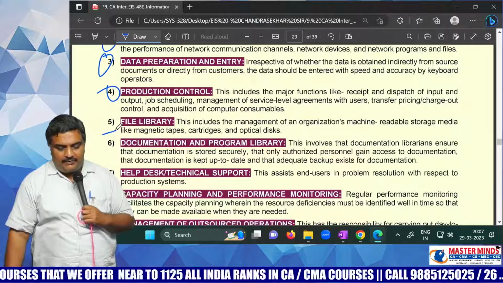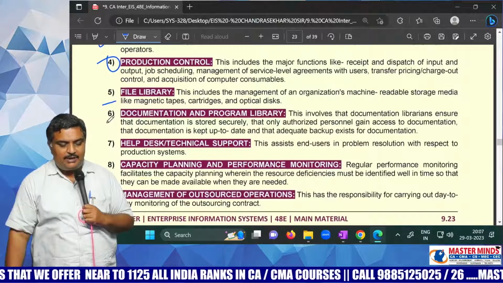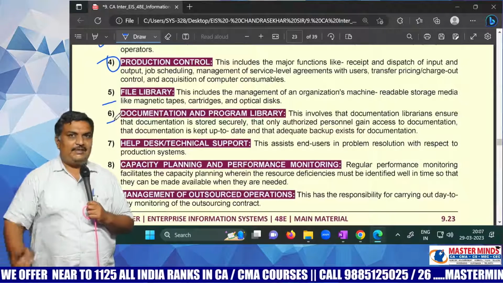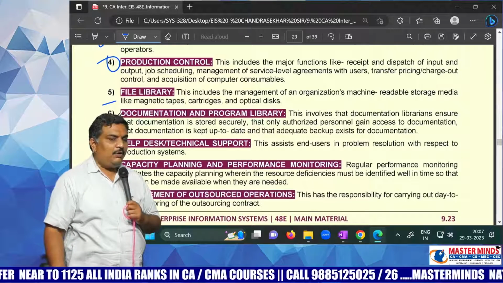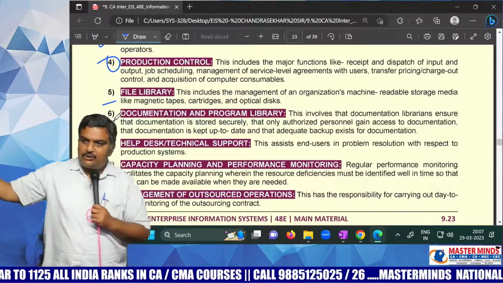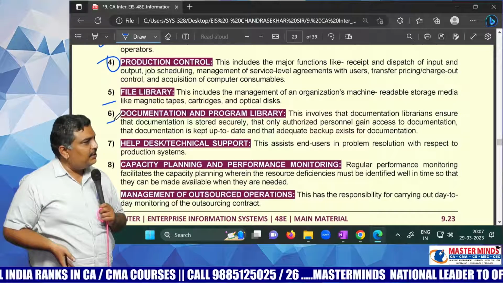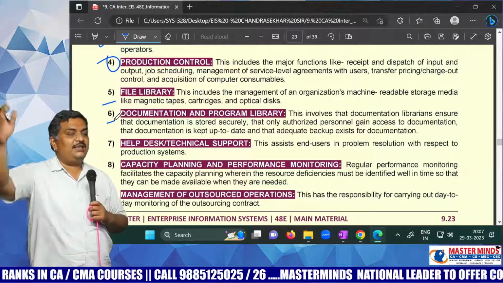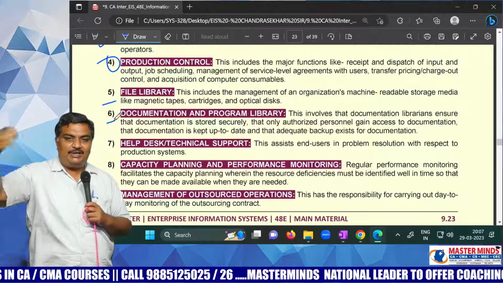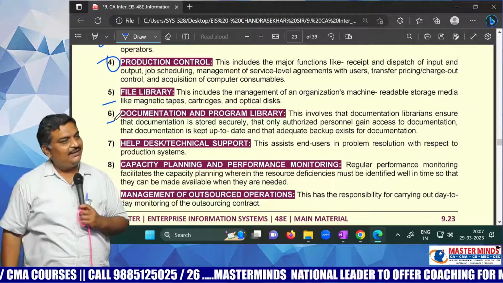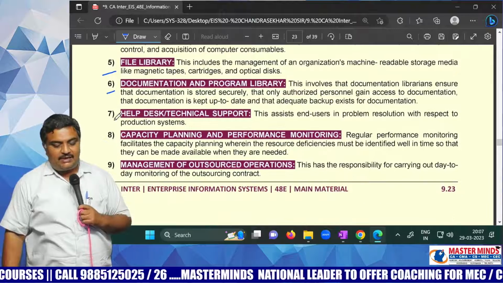And we need to have documentation and program library. Documentation means what? For example, this camera went wrong. So how to repair that? I need to refer to the documentation. Basing on the documentation, I'll do that thing only. Whenever someone says there is a problem in the class, I refer to the documentation, find where the problem is, and go and rectify it.